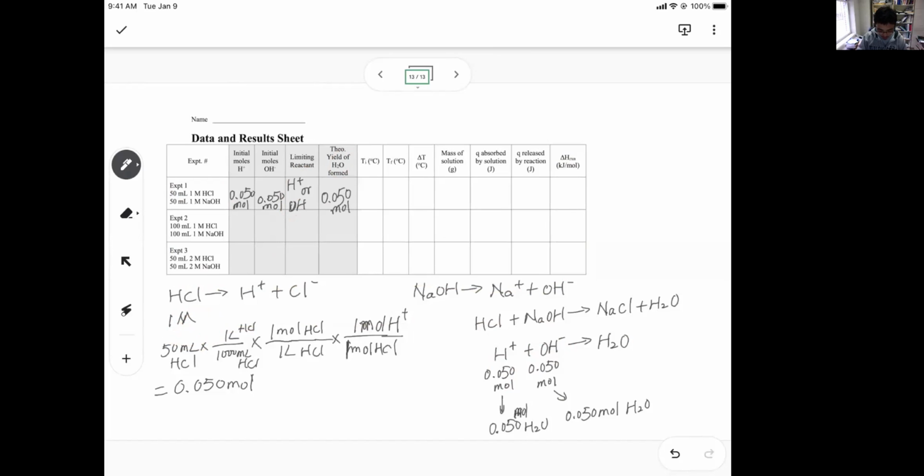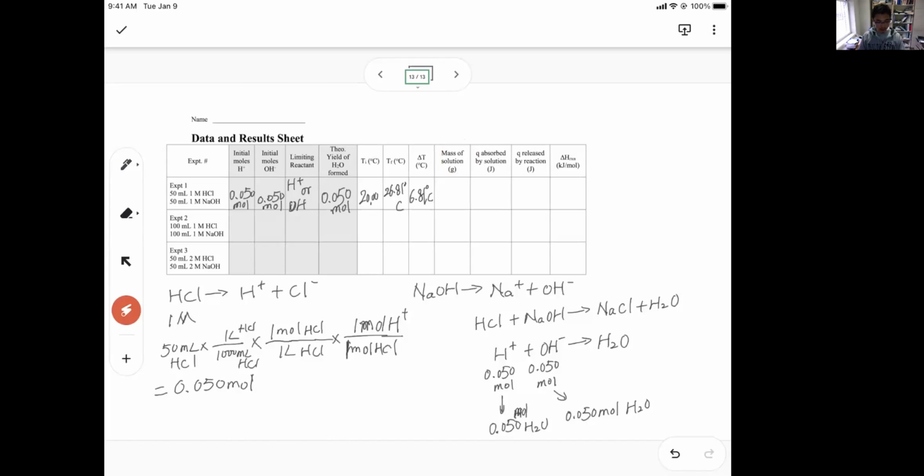Now temperature initially would be 20.00 degrees Celsius, and then 26.81 degrees Celsius, so delta T is 6.81 degrees Celsius. Okay, and then the mass of the solution. How do we do that?